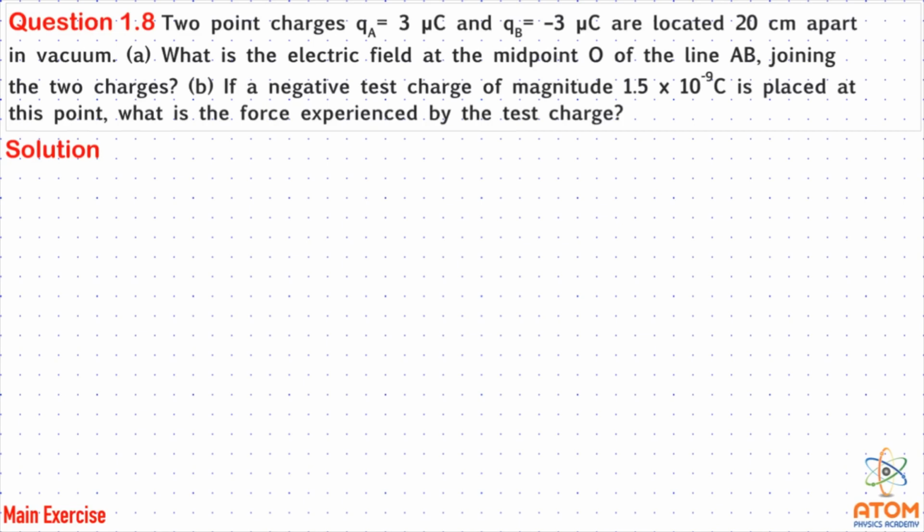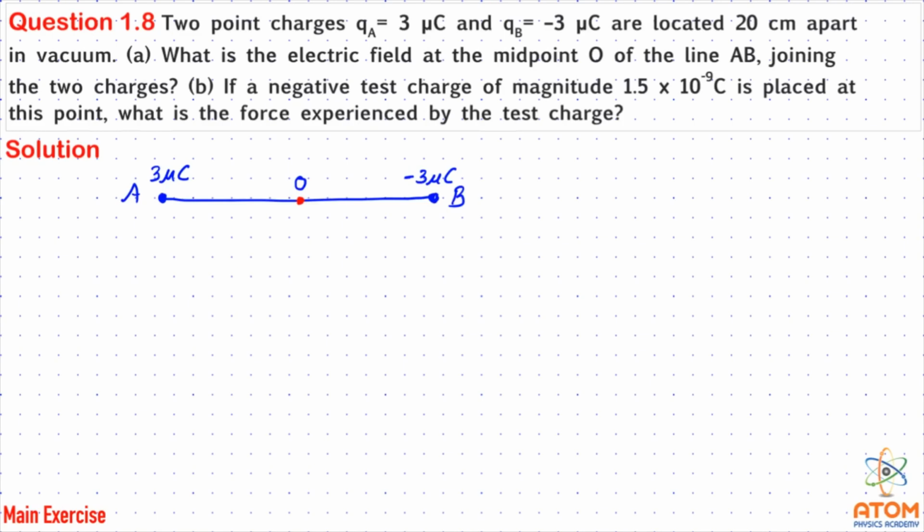Okay, first of all, let me draw the situation. Here, these are two points, let me name it like A and B. This A is having 3 microcoulomb and this B is having minus 3 microcoulomb, positive and negative but same amount. And suppose this is the midpoint here. So the point is, let me name it like O here. This is O. This is the midpoint. So the point is, what is the electric field at this midpoint?